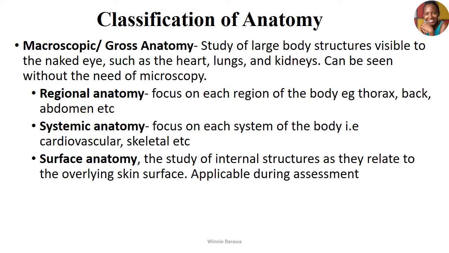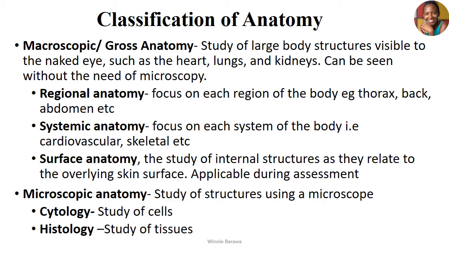The other class is surface anatomy, which is the study of internal structures in relation to our skin surface. Surface anatomy is mostly used when we are conducting, for example, a physical examination on our patient, or generally a physical assessment of a person. So, for instance, if you look at the thoracic region, relating it to the skin, you can identify, for example, where the lungs are demarcated or where the heart is located. So when you are identifying body structures by relating them to the skin marking or the skin surface, we call that surface anatomy.